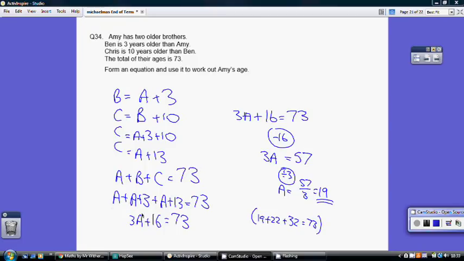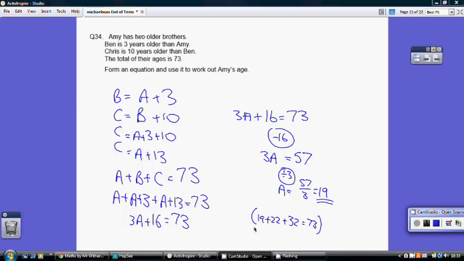A plus A plus A is 3A, 3 and 13 is 16. So I've got 3A plus 16 equals 73. So we can just solve this. So take away 16 from both sides, then divide both sides by 3. We get A being 57 over 3, which is 19. So Amy's age is 19.